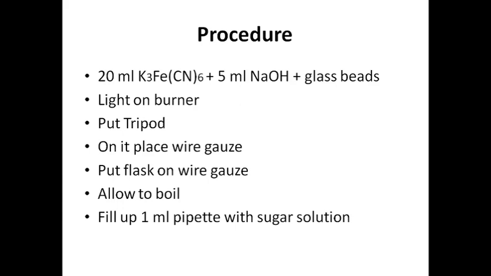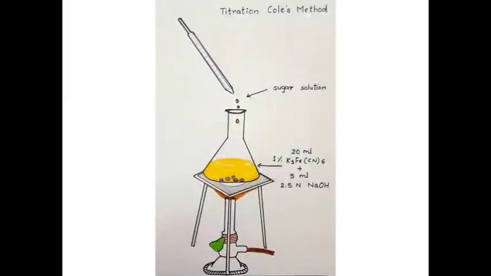Boil the mixture and add a few glass beads to avoid bumping during the boiling of the solution. Heating should be arranged in such a way that the mixture begins to boil within 2 minutes. As soon as the mixture boils, the flame can be lowered to avoid excessive boiling. Active boiling should be maintained during the whole of the titration.